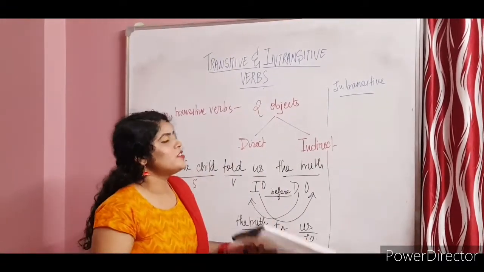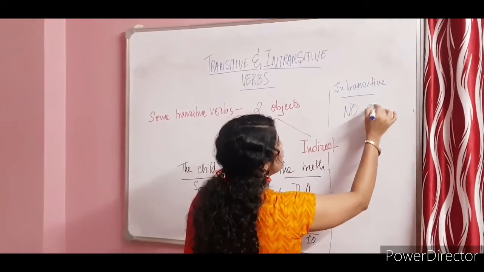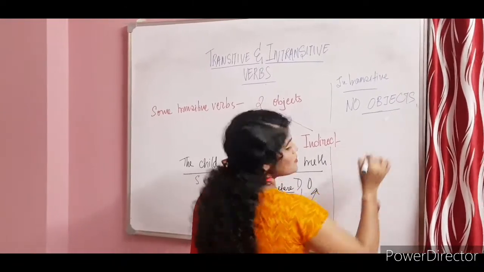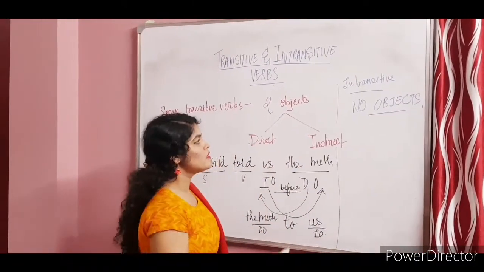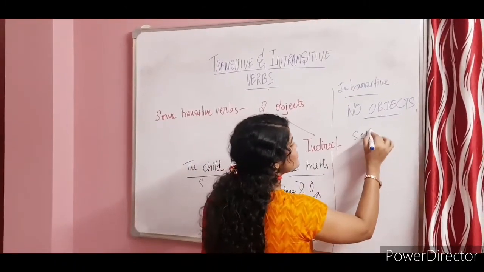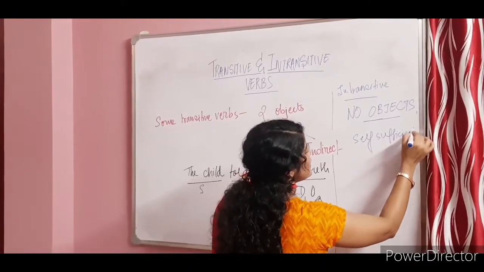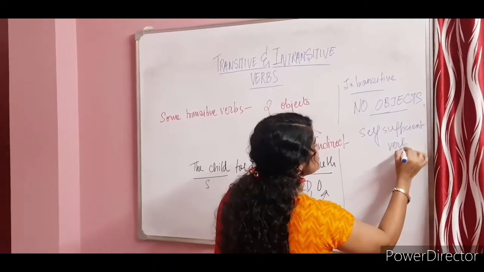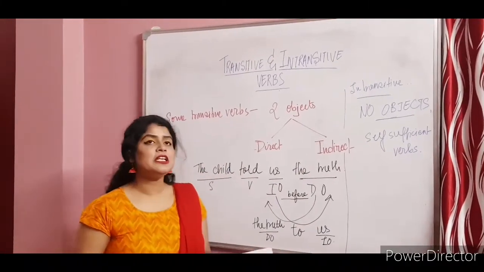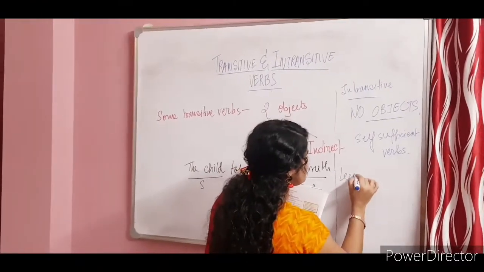Now, for intransitive verbs, you require no objects. That's why I said you don't need much explanation for this. No objects are required because these are self-sufficient verbs. Okay, they are self-sufficient verbs. Alright, for example, if I say Lena arrived early this morning. Okay, just let me put this over here.